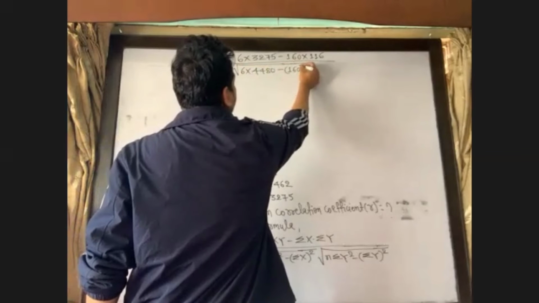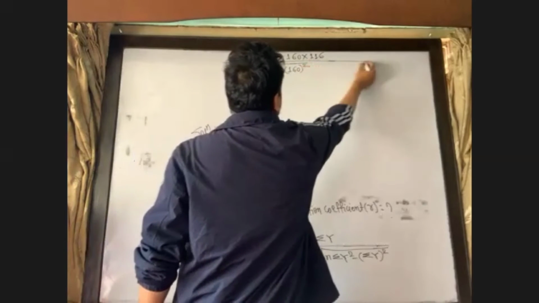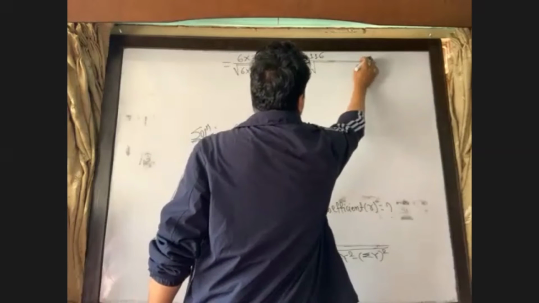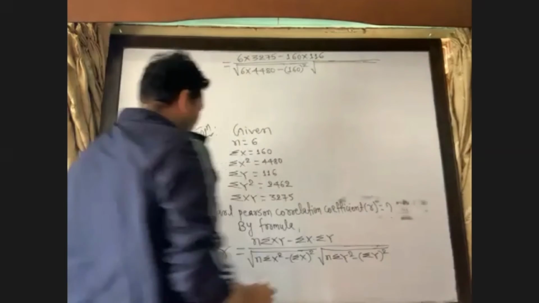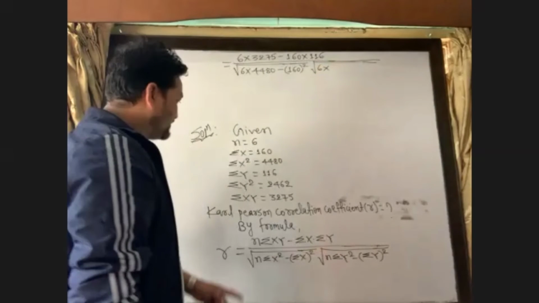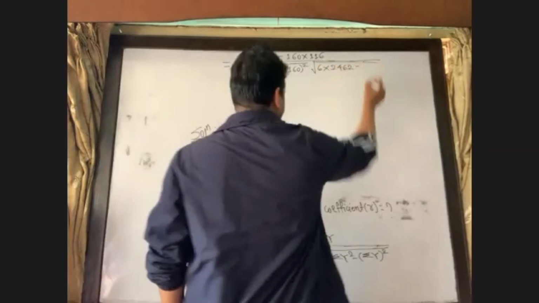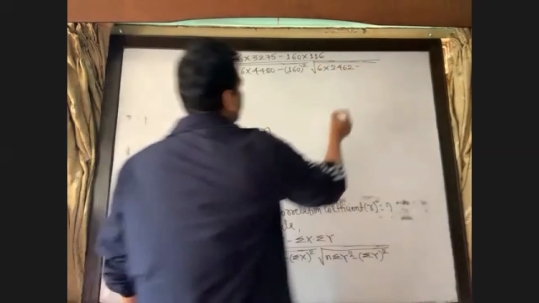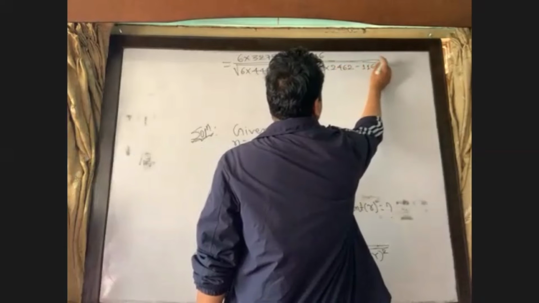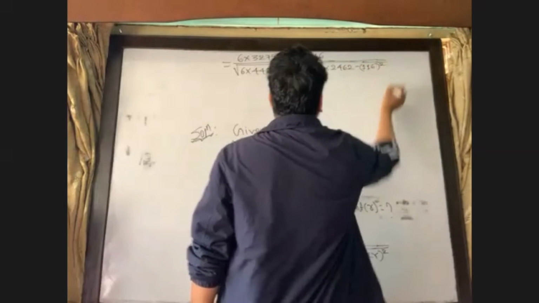Then divided by square root of n, which is 6, into summation x square, which is 4,480, minus summation x whole square, 160 square, then square root. Then another square root of n, which is 6, into summation y square, which is 2,462, minus summation y whole square, which is 116 whole square.